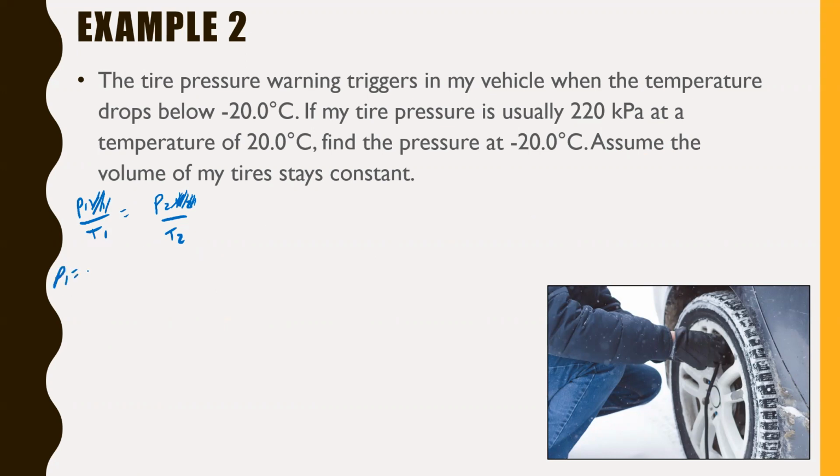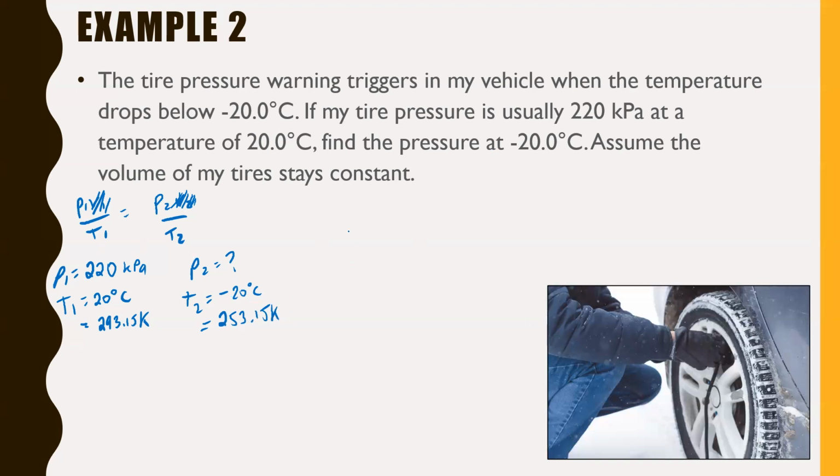P1, the initial pressure. I'll say the initial pressure is under the 20 degrees Celsius conditions. So 220 kilopascals. And then T1 is 20 degrees Celsius, which equals 293.15 Kelvin. Now, P2, on the other hand, my final pressure, that's what I want to find, so I'll say question mark. T2, the final temperature, was minus 20 degrees Celsius. Changing it to Kelvin, just add 273.15 to it, and you'll get 253.15 Kelvin.